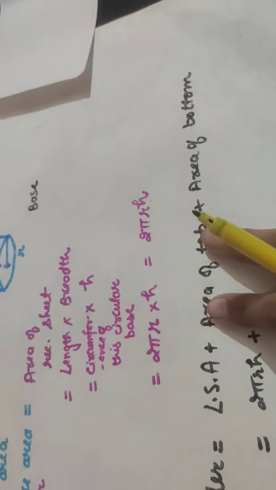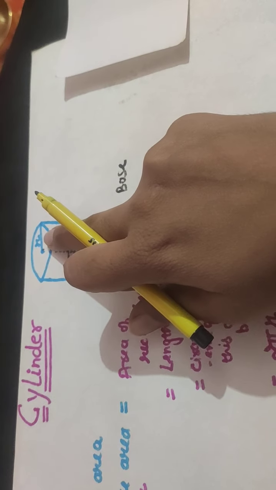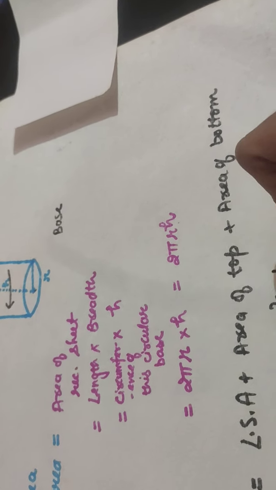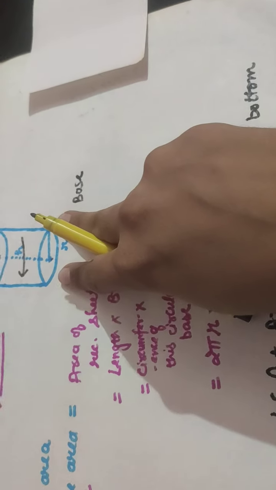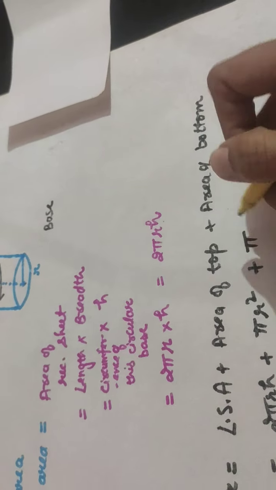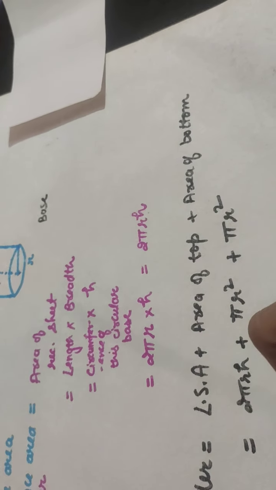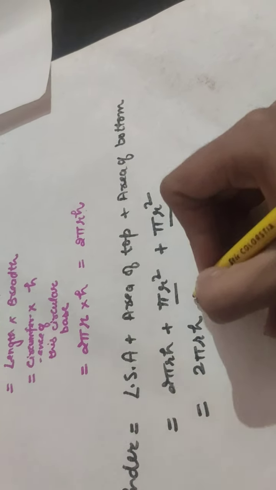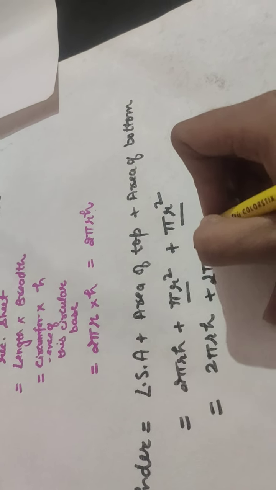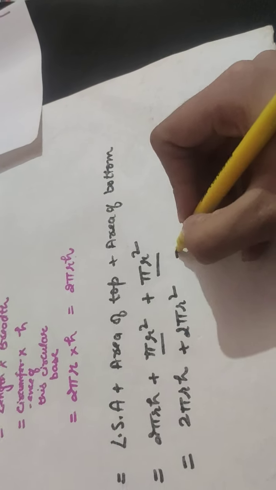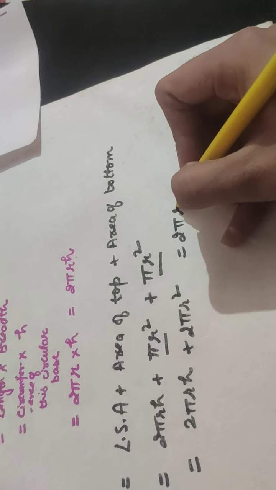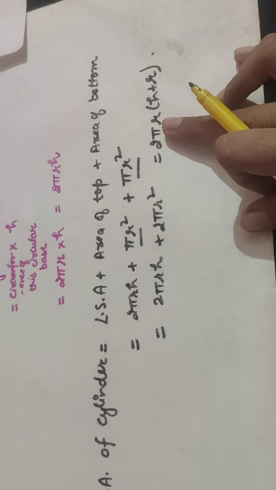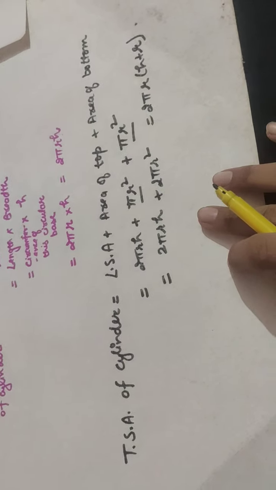What is the area of the top figure? The top is in circular shape. What is the area of a circle? Pi r square. Similarly, the bottom is again circular. What is the area of the circle? Pi r square. Like terms, we can add their coefficients, so it will be 2 pi r square. If we take out common, it will be 2 pi r times h plus r. So this is the total surface area of the cylinder, right?